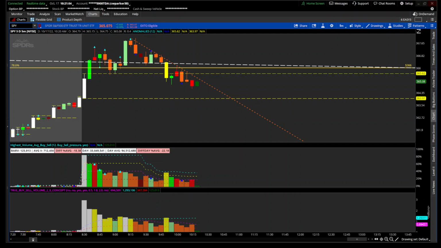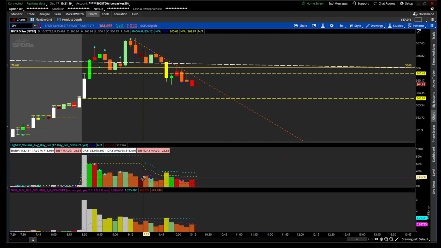Today I will introduce you to the high volume average indicator. For the most part, it's broken up into four different levels. You have 100, 75, 50, and 25.